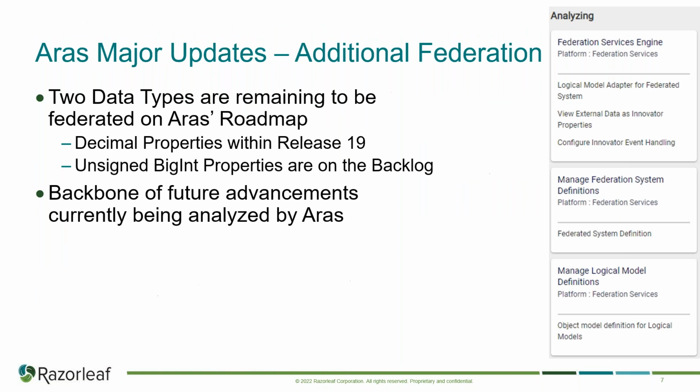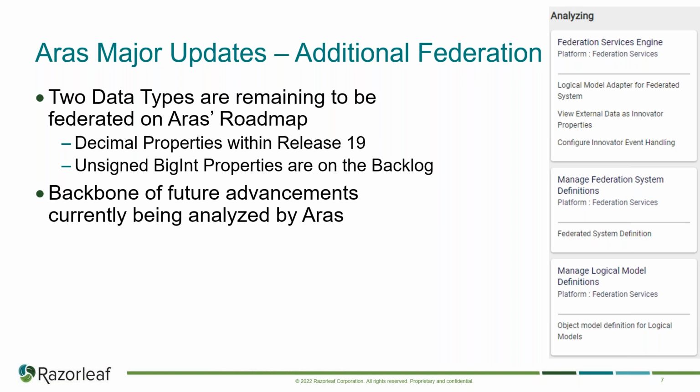Moving on to the next. Once again, checking up on federation. Within the Aras roadmap, there are about 2 data types remaining to be federated. Upcoming next will be decimal properties. As I mentioned already, Boolean properties were touched on within release 18. And then finally, unsigned big integer properties are going to be on the backlog. So I would anticipate those anywhere from release 21 to 22.